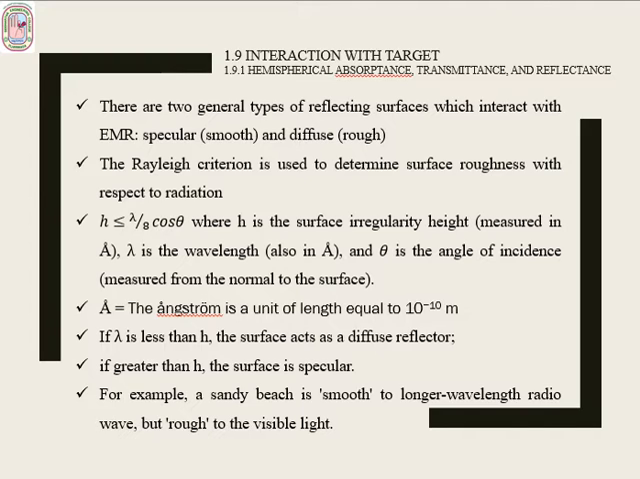If it is greater than the h, then the surface is specular, that is a smooth surface. For example, a sandy beach is smooth to longer wavelength radio waves, but it is rough to visible light. So, the surface is not only identified based on touch or visual identification, it must be identified as smooth or rough based on the wavelengths.